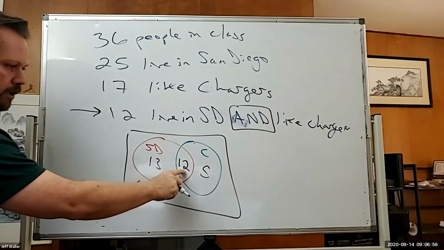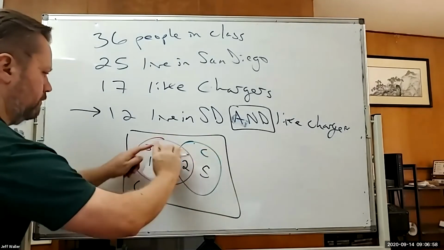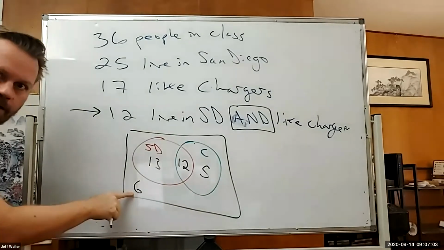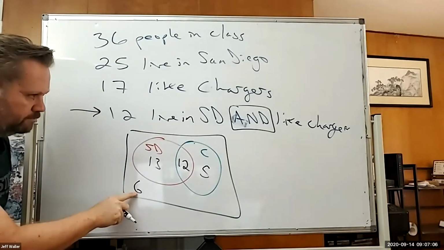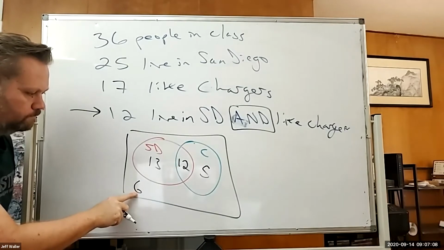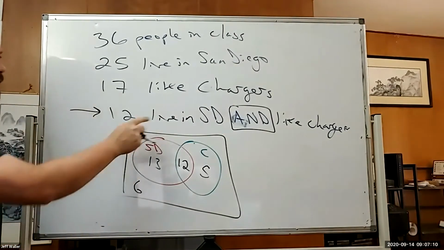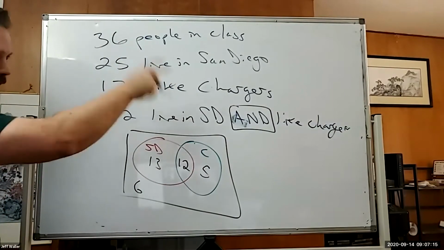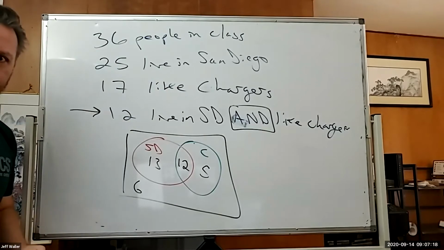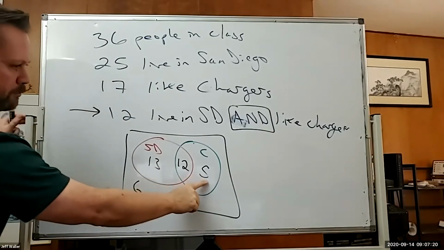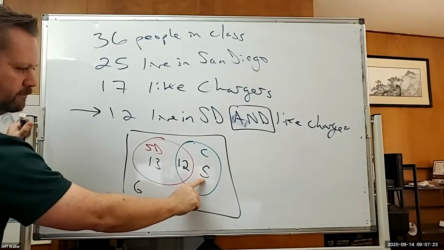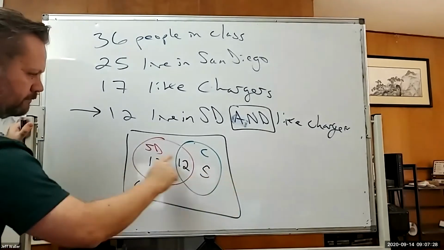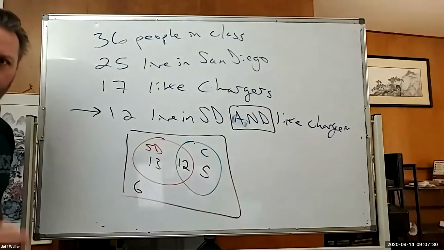Start in here. Then you get this. And you get that. And then you figure out what that's going to be on the outside. Who are these 6 people? They don't live in San Diego and they don't like the Chargers. And who are these 5 people? They like the Chargers, but they don't live in San Diego. There you go. Okay.